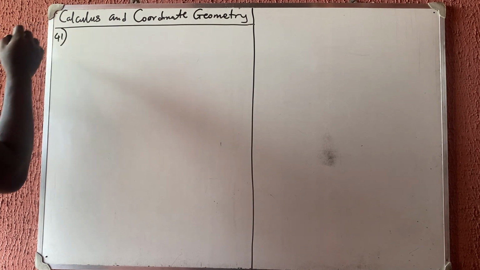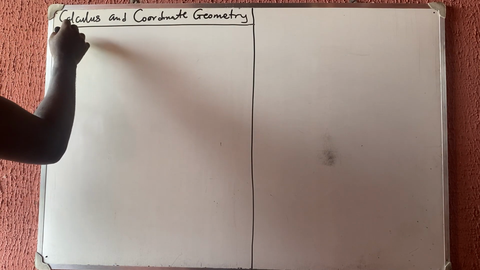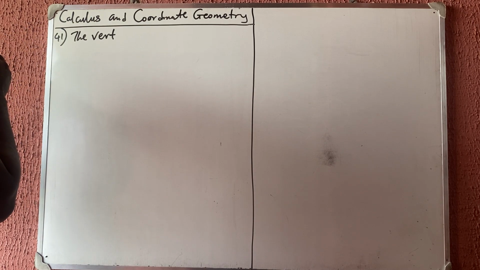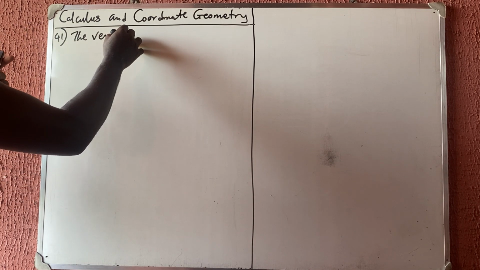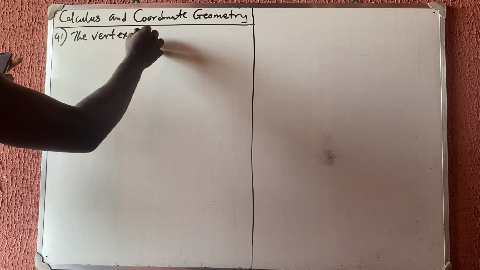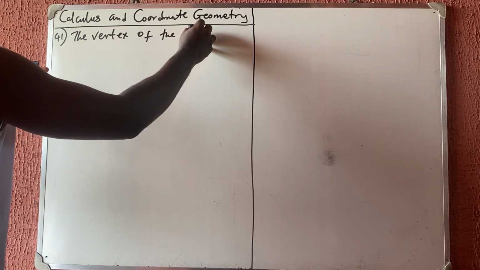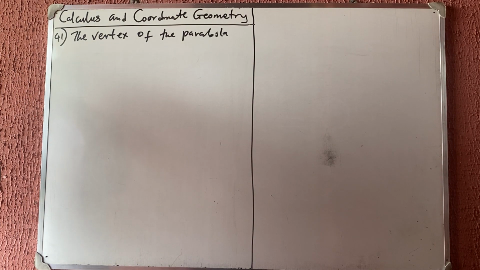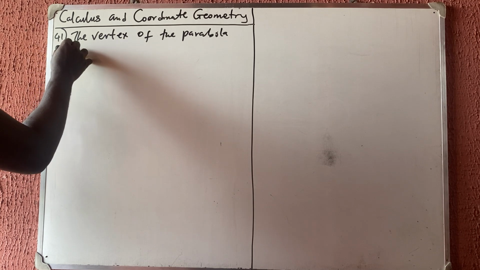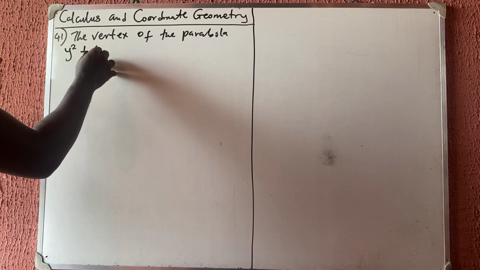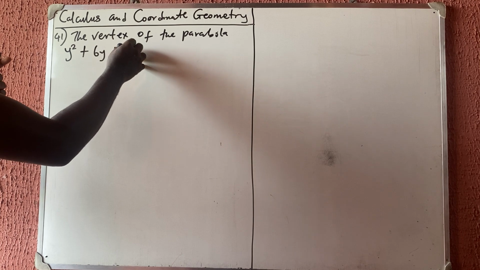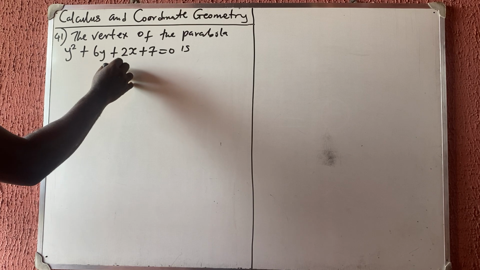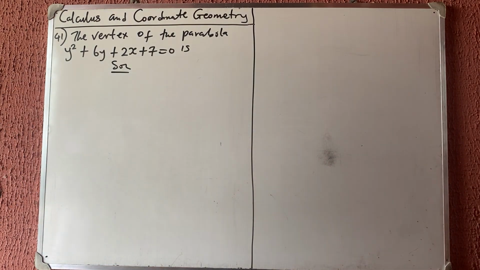Question number 41 said, the vertex of the parabola y squared plus 6y plus 2x plus 7 equal to 0 is dash. Okay, solution. Now, if you look at this question, this is very simple.